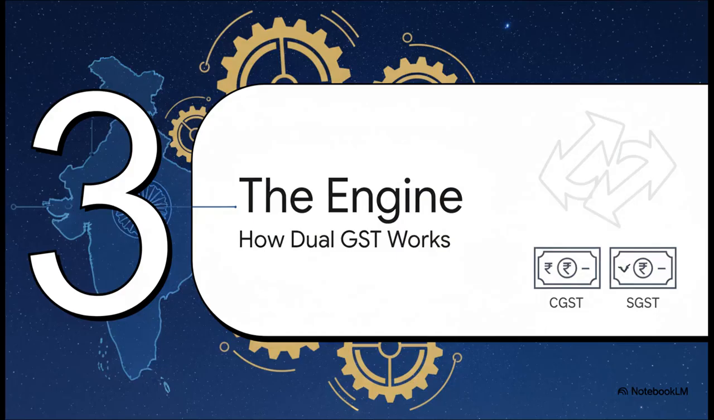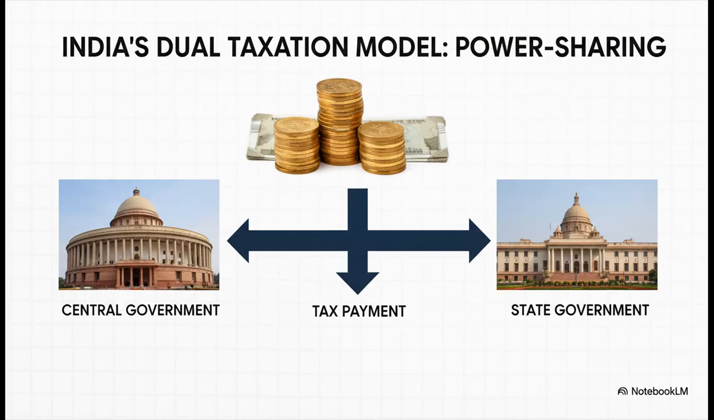Okay, so this brings us to the real engine room, the dual model. This is the reason you see those two taxes on your bill, and it's a design that was chosen specifically to fit India's unique federal system. At its heart, it's really a power-sharing agreement, and it's baked right into India's constitution.